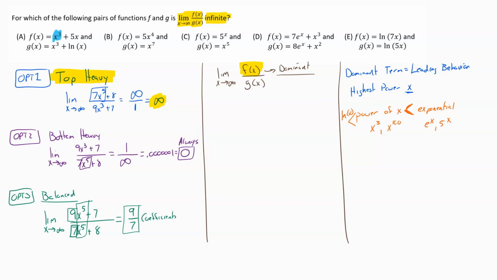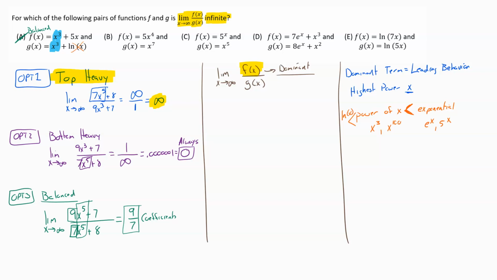So the natural log isn't what our dominant term is on this one. Our dominant term here would be x to the third. And so what we can see is we have equal dominant terms on top and bottom. So this one would have been a balanced scenario. So that's not going to head to infinity.